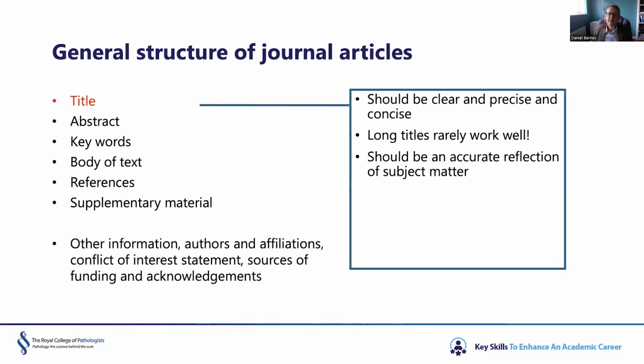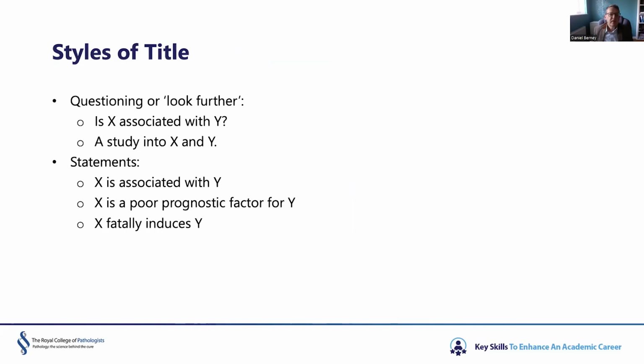Clear and precise. Long titles rarely work well. It's a shown fact that papers with short titles are often cited better than papers with long titles, and it should be an accurate reflection of the subject matter and hopefully draw you in a little. There's lots of ways to do it. You can have a questioning title: Is X associated with Y? A study into X and Y? Or statements: X is associated with Y. X is a poor prognostic factor for Y.